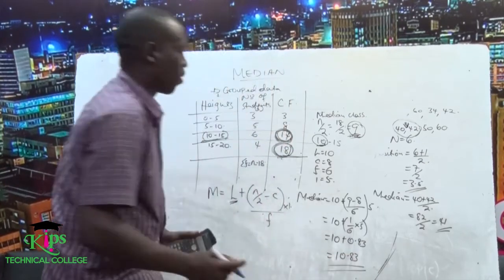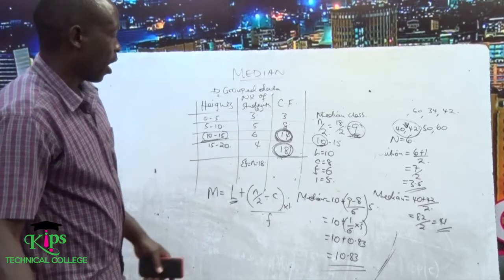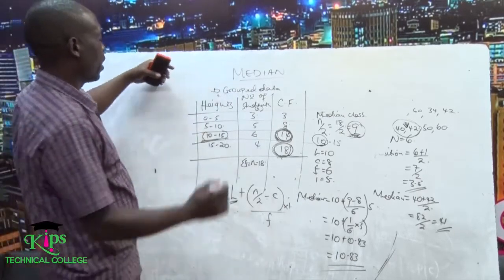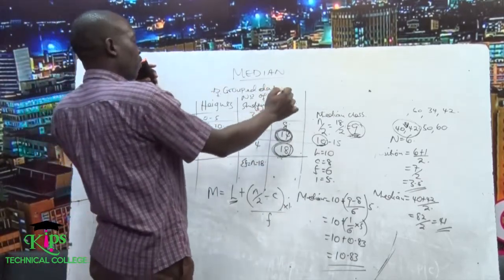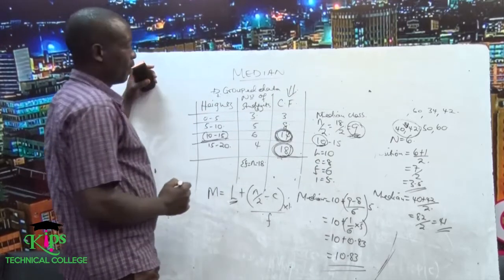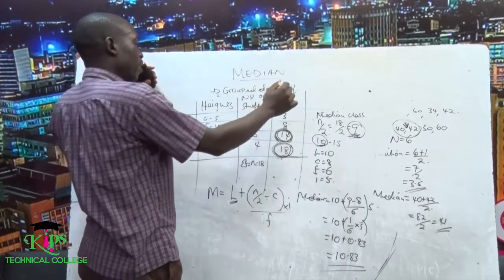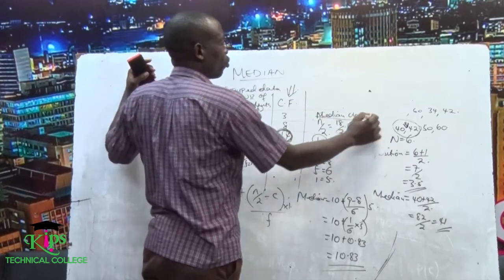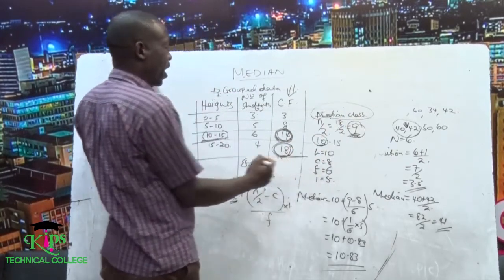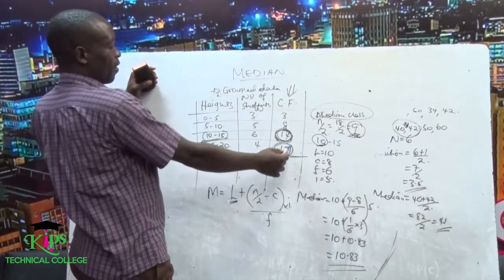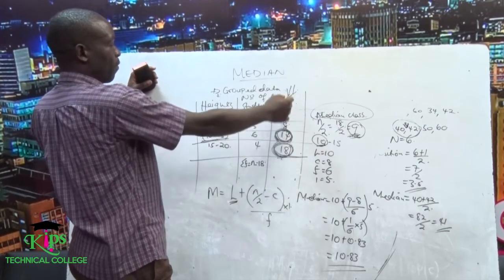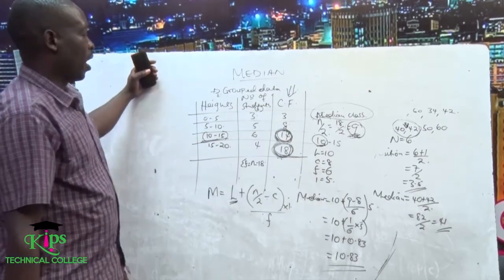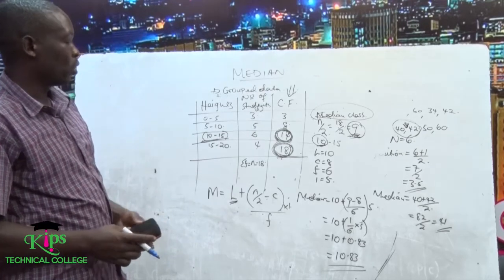That is your median. So anytime you are asked about the median and the data is grouped, you first of all have to have the cumulative frequency column. From the cumulative frequency column, you can now locate the median class by doing n over 2, where n is the value at the bottom of that particular column. Having done that, then you are good to go.